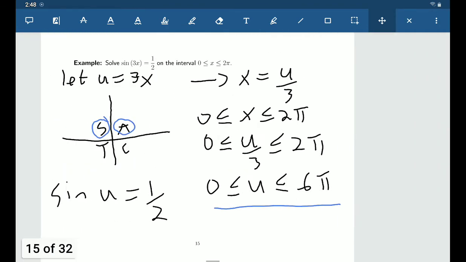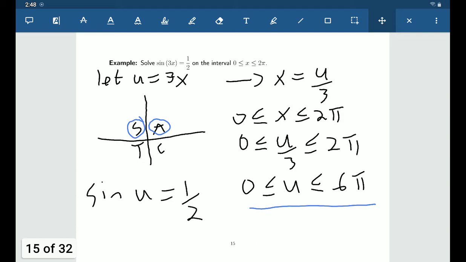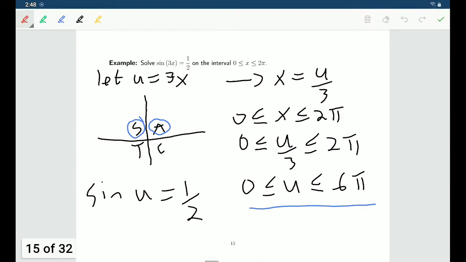So again, we were looking to solve sine of 3x is equal to a half. So first thing that we did was to do a little substitution, replacing 3x with u. And that meant if 3x was equal to u, then x is equal to u over 3. We then used that to figure out what our interval should be for our solutions in terms of u. So instead of x being between 0 and 2 pi, we're looking for u to be between 0 and 6 pi.